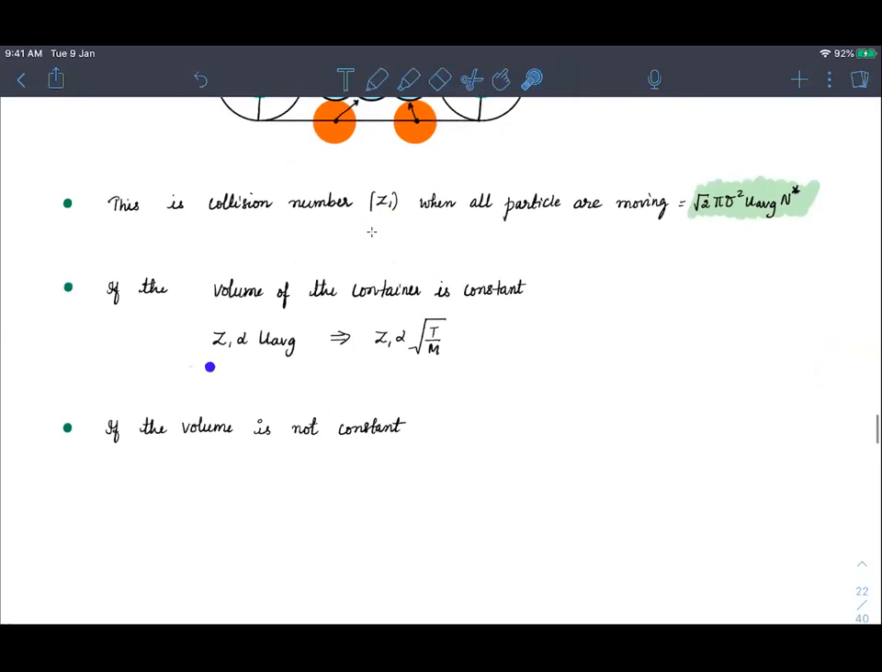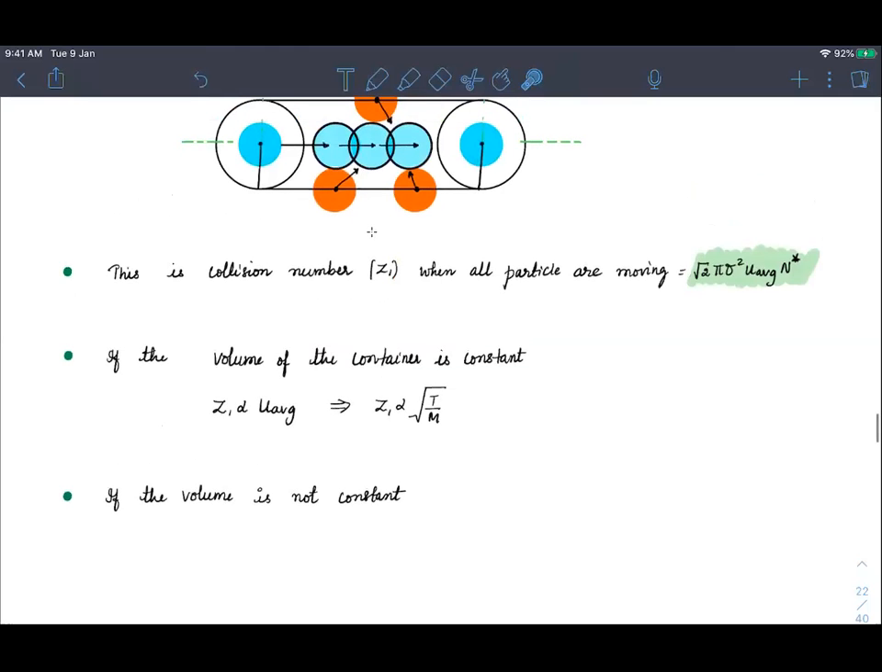Okay, so Z1 is proportional to U average, right? From here you can see that. Consider volume is constant, so N by V will be a constant value. Then Z1 depends on only one factor here, that is U average. So Z1 is proportional to root T by M.